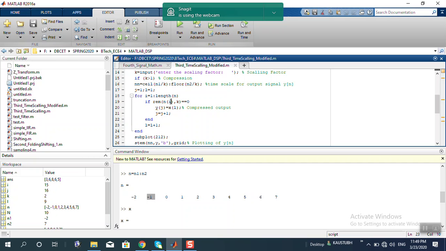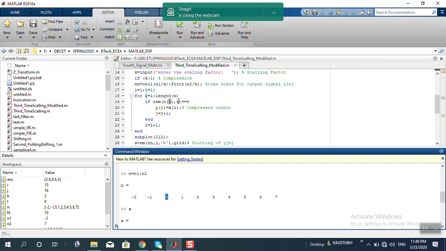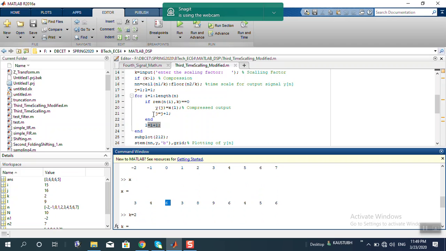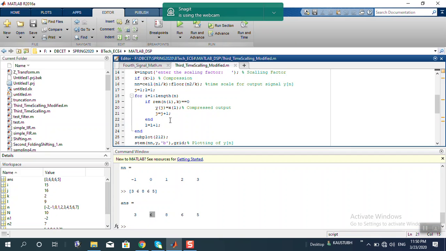n of 3. What is n of 3? n of 3 is 0. 0 divided by k, yes, the remainder is 0. So now y of 2, because it was not executed previously, j is 2, but x of 3, because L is 3. What is x of 3? x of 3 is 6. So x of 3 becomes y of 2, and so on and so forth it will go on.